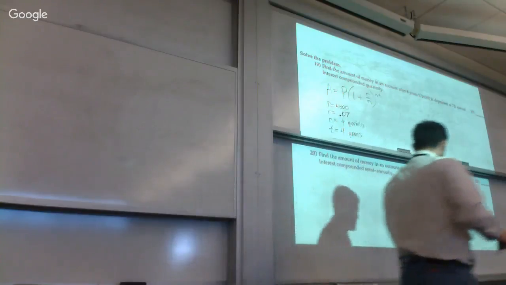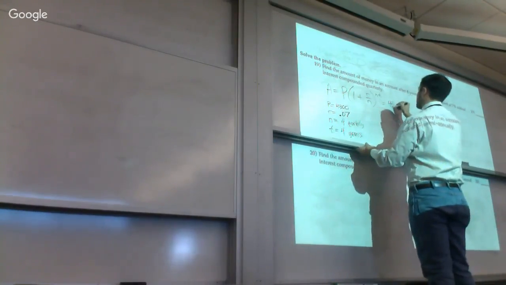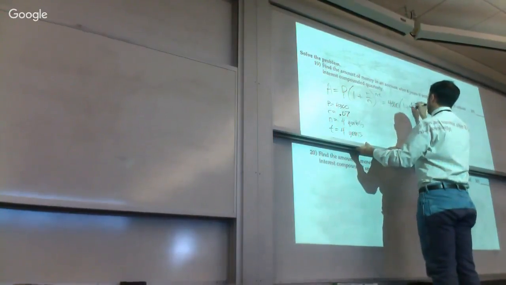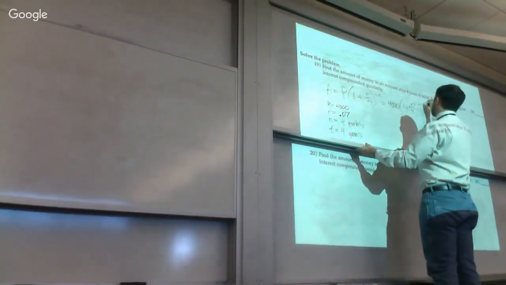Okay, folks, we have all that information. Now you can go ahead and plug it all in. All right, so we'd have the 4,300, and then 1 plus the interest rate of 0.07 all over 4, all raised to the power of 4 times 4.